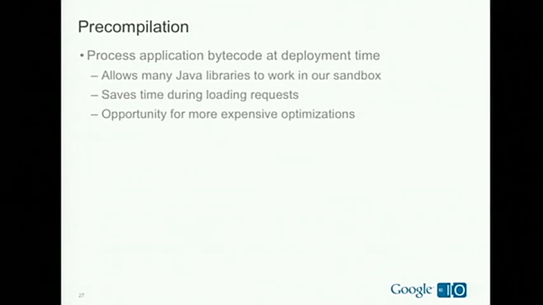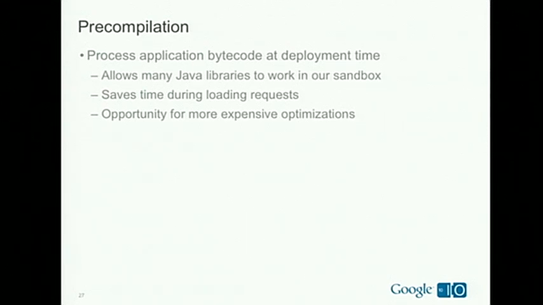So one of the big things we rolled out this year was precompilation. We haven't really talked about this much in the past, but when you deploy bytecode on App Engine, we need to process it. We need to be able to look at that bytecode and see what you're doing. We do this for a number of reasons, but the biggest reason is to enable applications or libraries that would otherwise not run in our secure environment to run on App Engine. We need to maintain compatibility, and this is one of the ways that we do it.